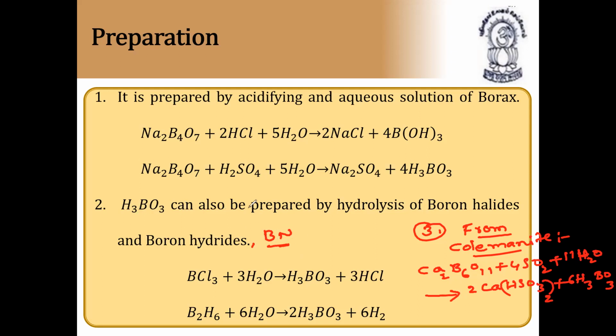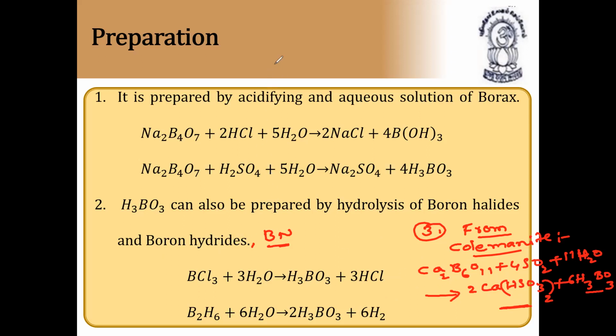So boric acid can be prepared by the hydrolysis of boron halides, boron hydrides, boron nitrides, and also from colemanite, Ca2B6O11. Finely powdered colemanite is dissolved in boiling water. Boiling water is important here. Sulfur dioxide gas is passed through the solution, which results in the formation of boric acid and calcium bisulfite. So please note down these preparations of orthoboric acid.